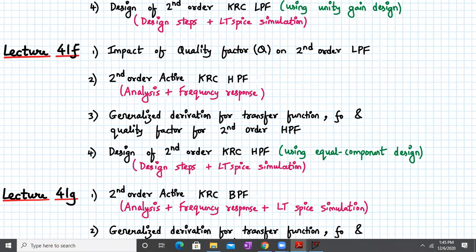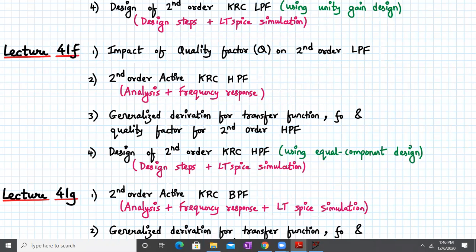Today we are going to discuss the impact of quality factor on the second order low pass filter. Then we will start with the second order active KRC high pass filter. We'll do the analysis and build up on the frequency response. And from the generalized expression of transfer function, we'll find out the expression for F naught and the quality factor for a second order high pass filter.